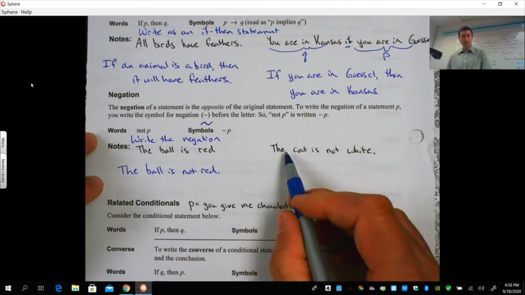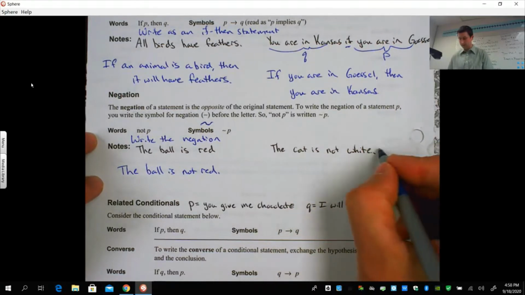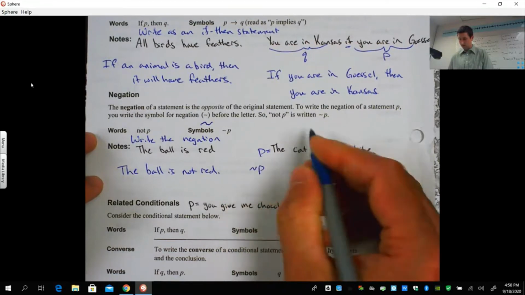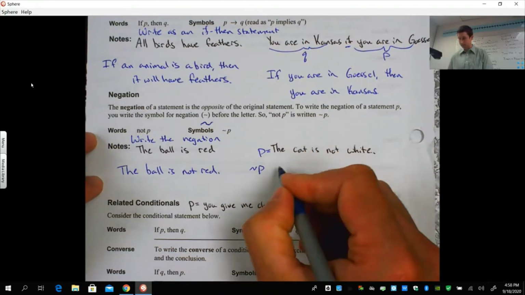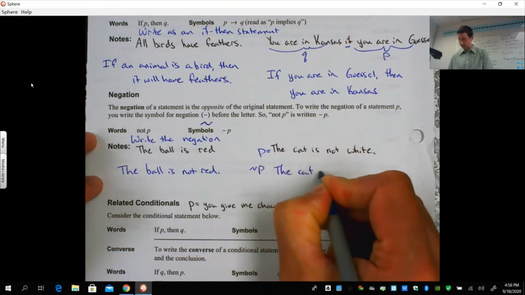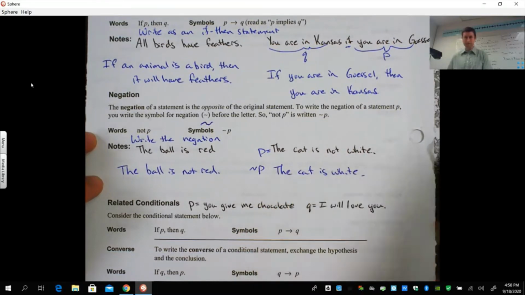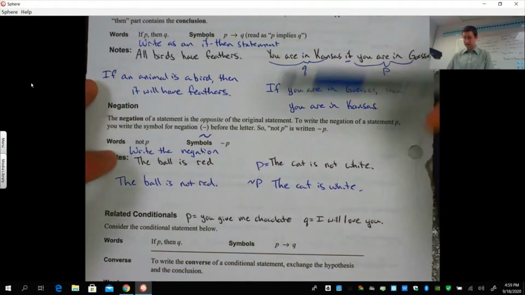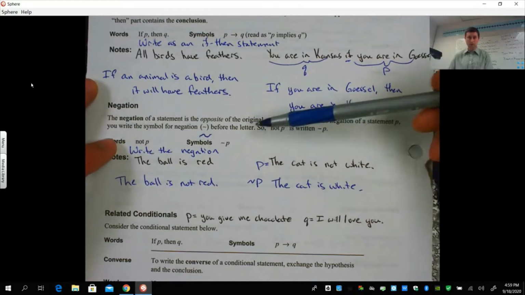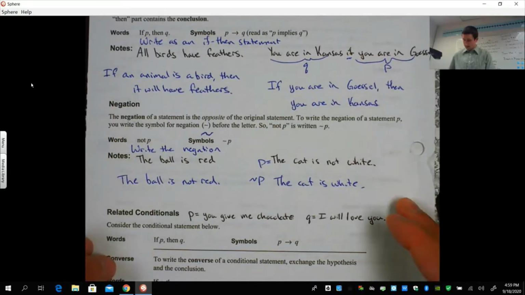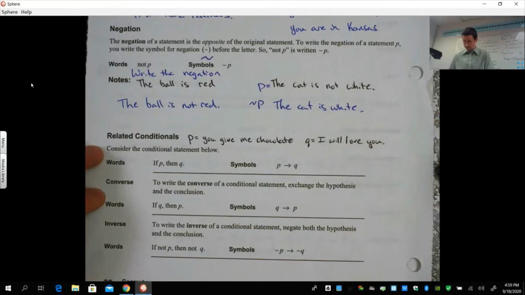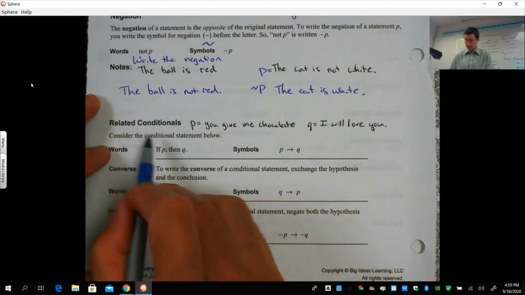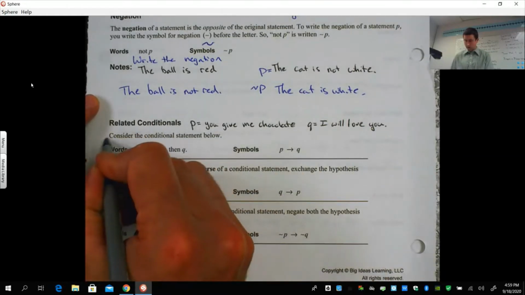If the statement is the cat is not white, if this is P, then the negation, not P, would be the not of a not. That's a double not. We would say the cat is white. It's the opposite of what you have. So we have a conditional statement, P implies Q. We have the negation of a statement, not P, or not Q, or either one. The following three things are going to be all related, using P's and Q's. And we'll have to know them. We have the conditional. So this is just our standard conditional.